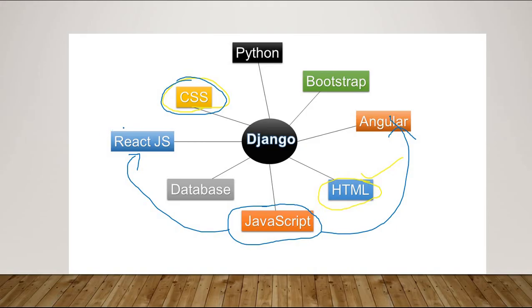Coming here, Bootstrap is related to the CSS framework. We use Bootstrap to develop responsive websites. It is compatible with the development of mobile devices, websites, and tablets, so it is completely responsive. JavaScript has the library React JS, and Angular is a framework.